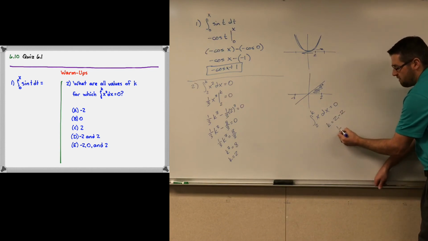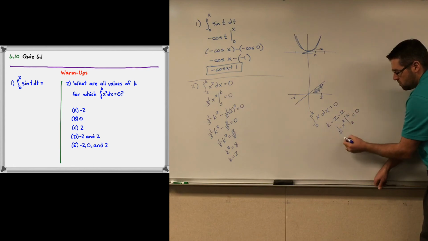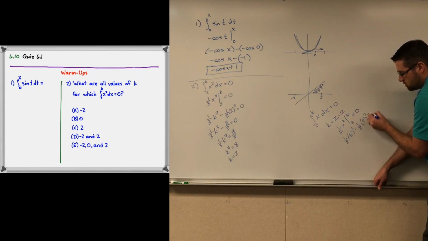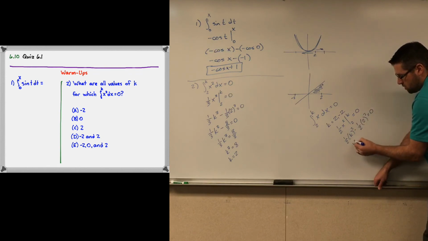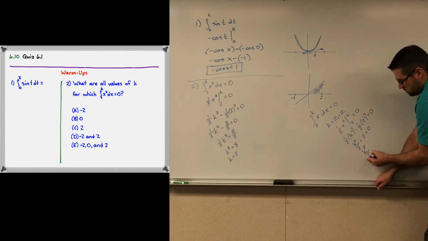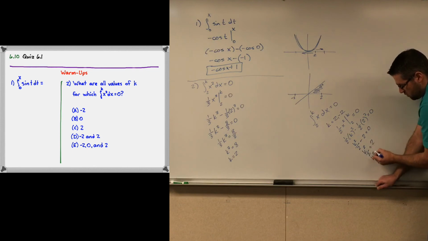Analytically, you would say 1/2 x squared, evaluated from 2 to k equals 0. So that'd be 1/2 of k squared minus 1/2 of 2 squared equals 0. So k squared over 2 minus what? 2. So k squared over 2 equals 2, k squared equals 4. So when I square root it, I get k equals 2 or negative 2.